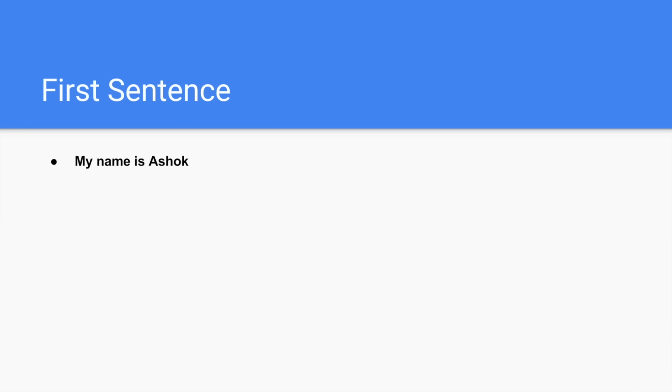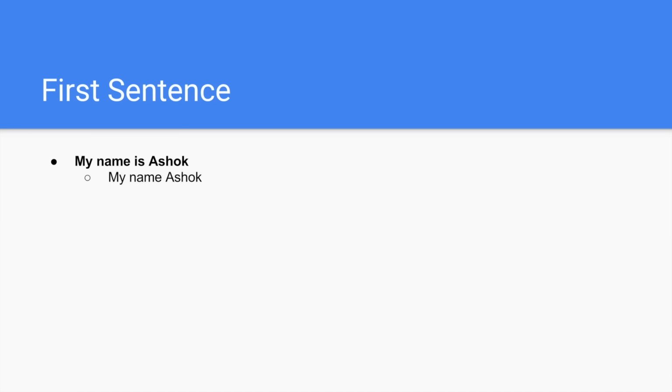So if you want to translate this to Sanskrit, let us first ignore all the grammatical terms in English. If you are translating from English to Sanskrit, let us ignore grammatical terms like is, was, am, were, have, has, had. All these words we will ignore. We'll take only the core words like my name, Ashok. We'll ignore is. So it just becomes my name, Ashok.